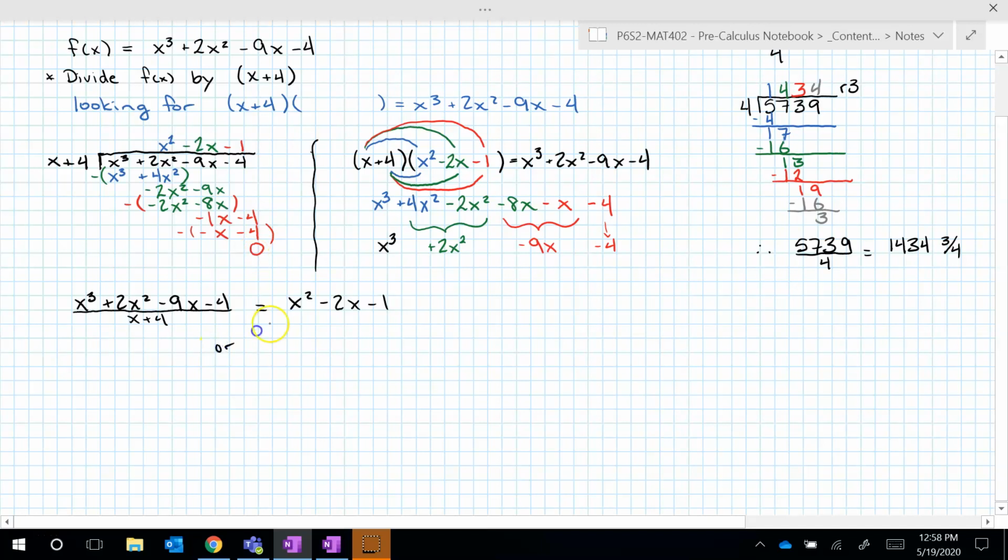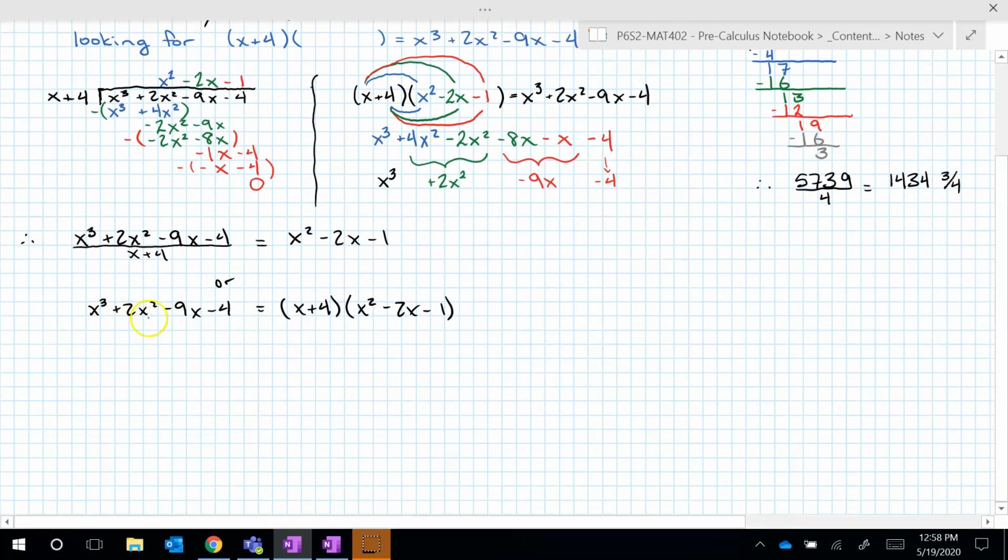Another way I could write this, I'll do my little three-dot therefore thing here, is that x cubed plus 2x squared minus 9x minus 4 is equal to x plus 4 times x squared minus 2x minus 1. Those two things are synonymous. I found this, like x plus 4 times that would make this piece here. So this tells me some good information about the polynomial that will be really helpful for some later things.